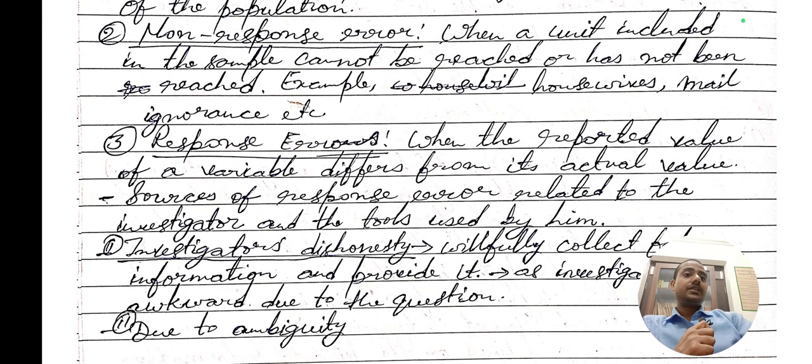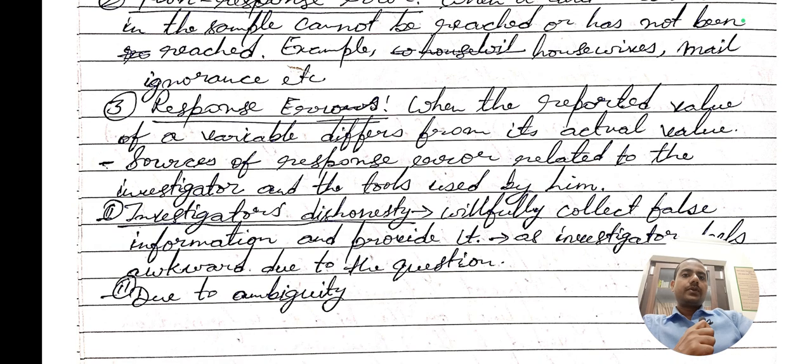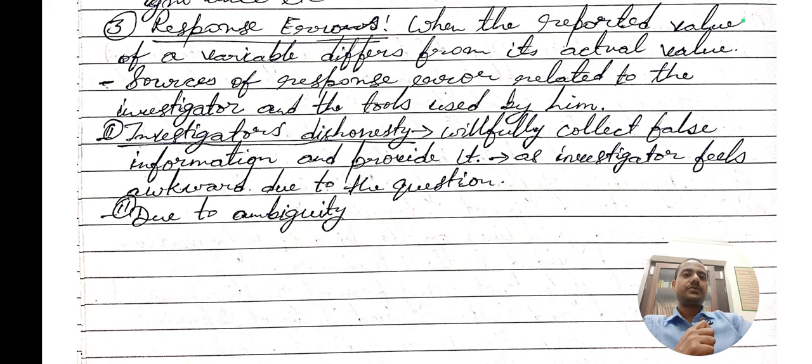Response errors: when the reported value of a variable differs from its actual value, that is a response error. Sources of response error are related to the investigator and the tools used by him. Response error may occur due to investigators' dishonesty, willfully collecting false information or providing it because the investigator feels awkward about the question, and second, due to ambiguity.